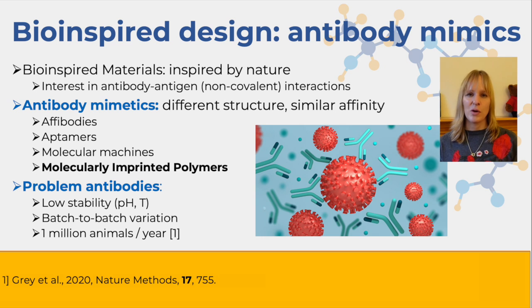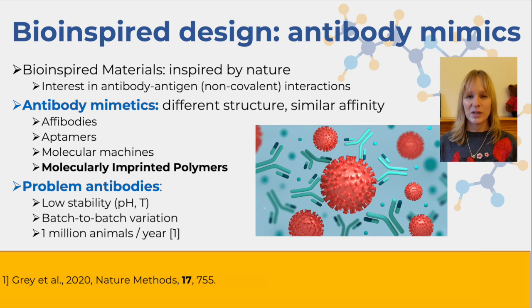Well, the first thing to note is when we talk about antibody mimetics, we talk about structures that mimic the affinity of the antibodies, so having a high specificity and selectivity for your target molecule, but the structure will be completely different. And there are multiple options out there, so people have commercialized things like aptamers and affibodies, but in this particular video I'm going to talk about how we can use molecularly imprinted polymers or MIPs for this, and specifically nanoMIPs.